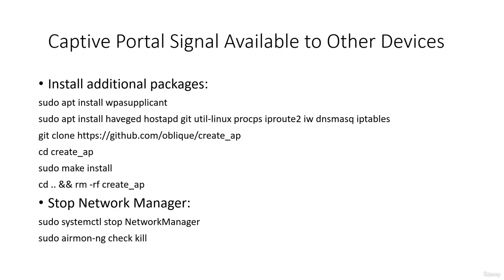So next, how to make the captive portal signal available to other devices. No matter how you get access, legally or illegally, you can share your internet connection with multiple devices. You can open internet access from a virtual machine to a real computer. In this principle, I use a method called this.